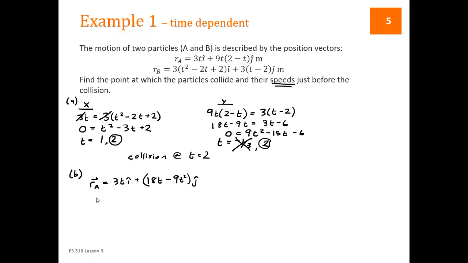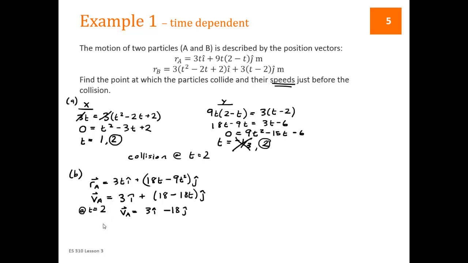Let's take the derivative of this. We're going to get v_A. Derivative of 3t is 3. Derivative of 18t is 18 minus derivative of 9t squared is 18t j hat. So now we have to plug in t is equal to 2, which is the time we're interested in. We get the velocity of A is equal to 3 i hat minus, we plug in 2 here, we get minus 18 j hat.